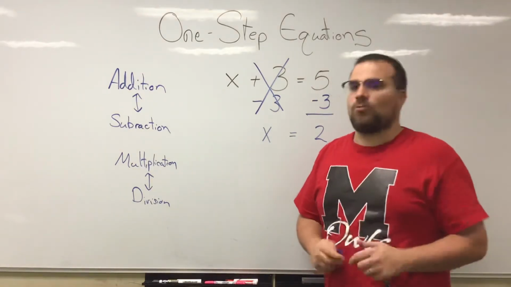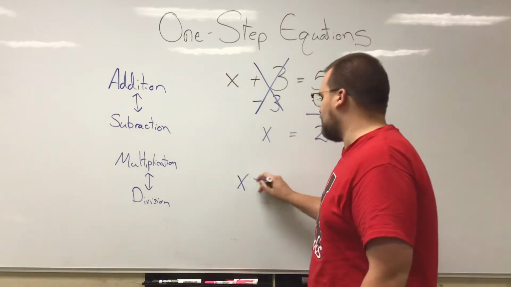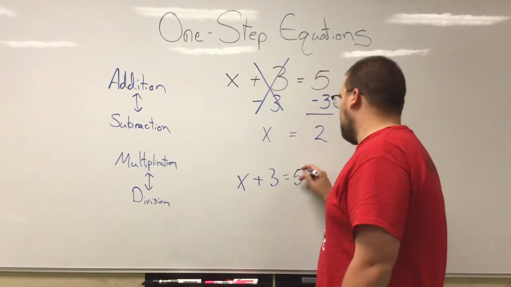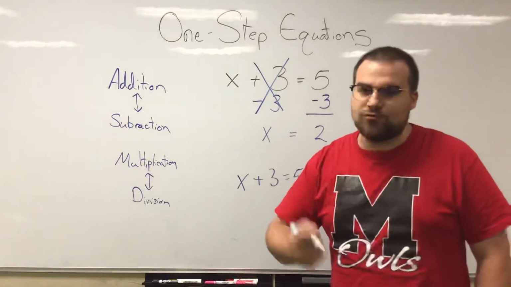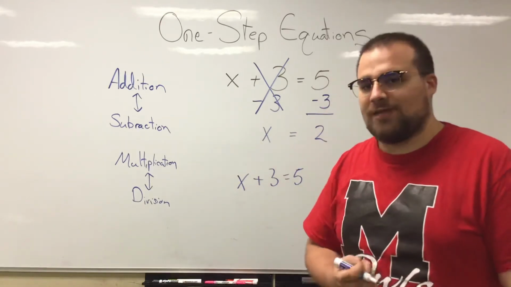We can check our work if we wanted. If we go back to that original equation, x plus 3 equals 5, and we substitute 2 in for x, then we should get the exact same thing on both sides of the equal sign.